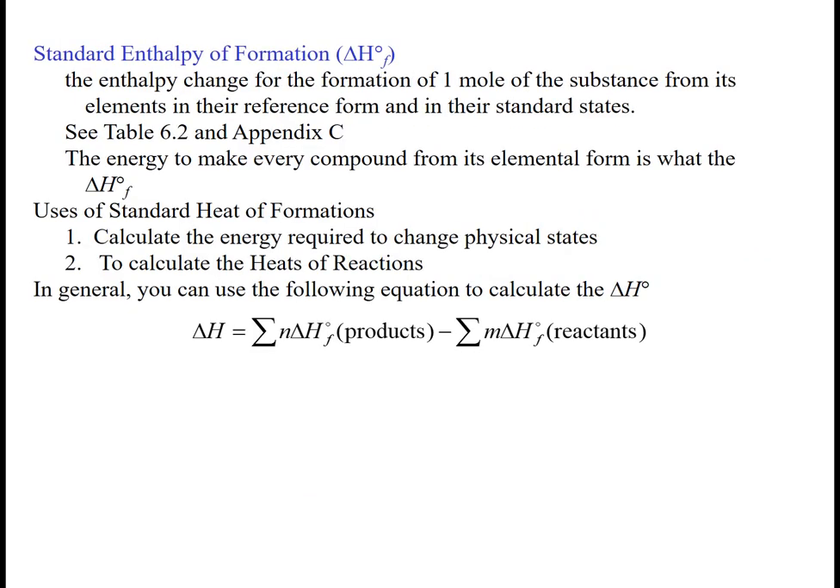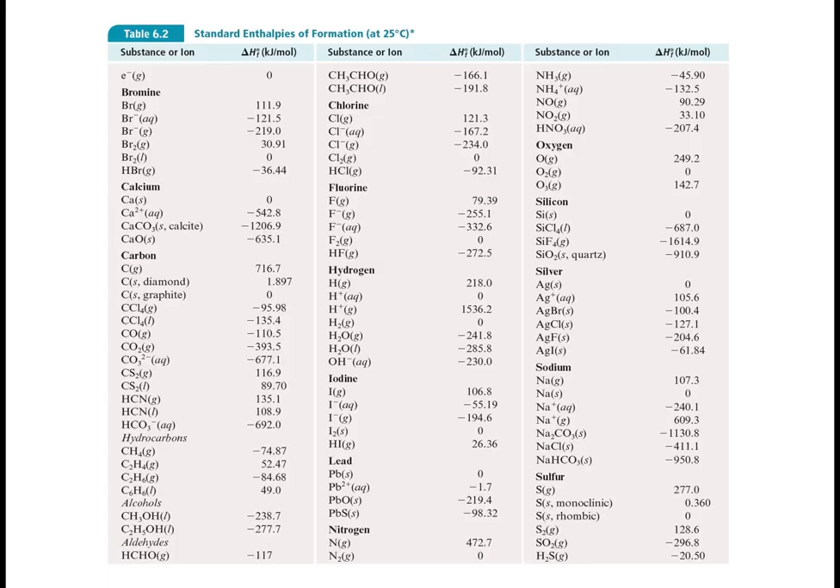So the standard enthalpy of formation, which is what I just introduced there, is the enthalpy to form 1 mole of the substance from its elements in their reference forms in their standard states. This is a table that shows you 6.2. Appendix C is like 3 or 4 pages long and has a much longer list of this. You see here the monoclinic sulfur and the rhombic form of sulfur.